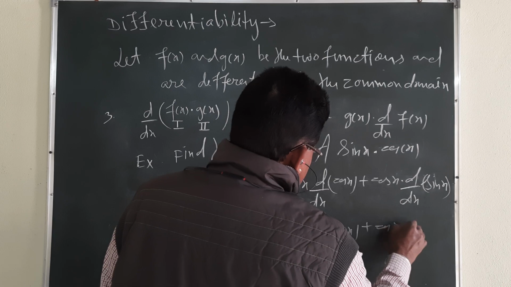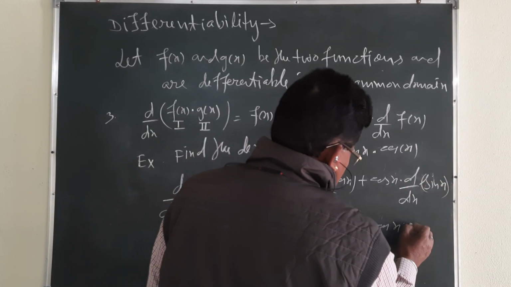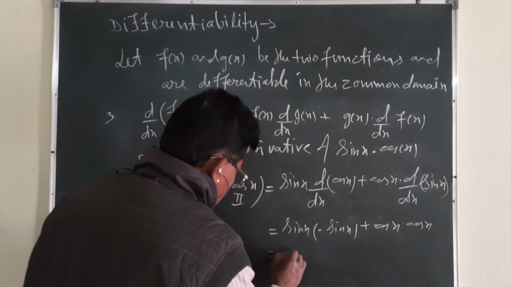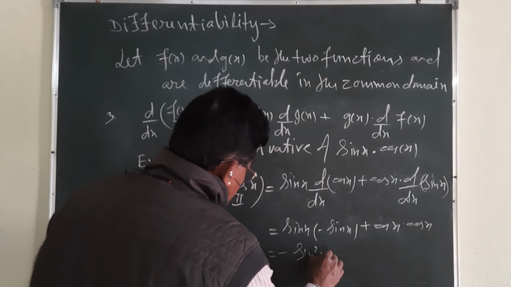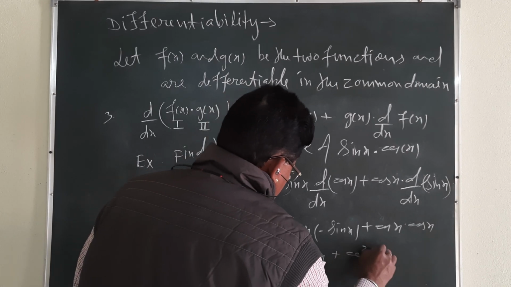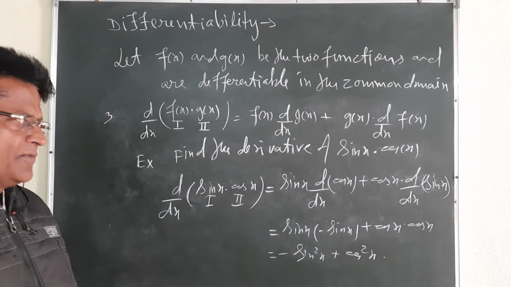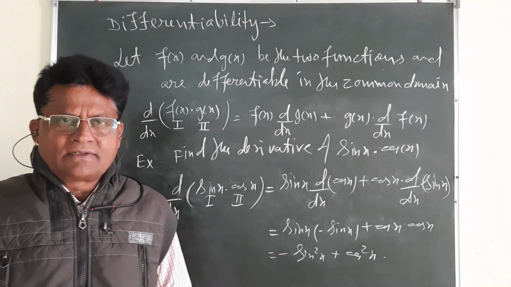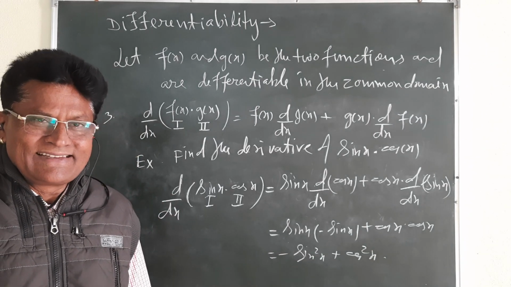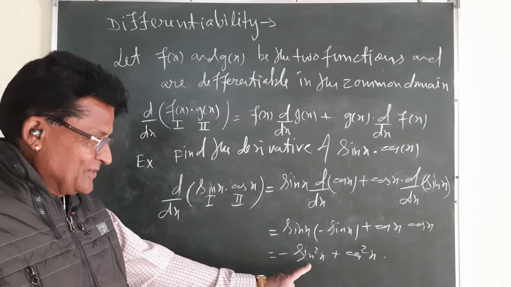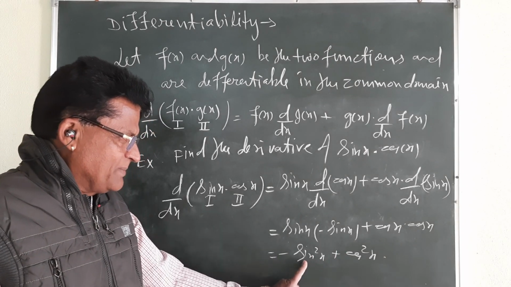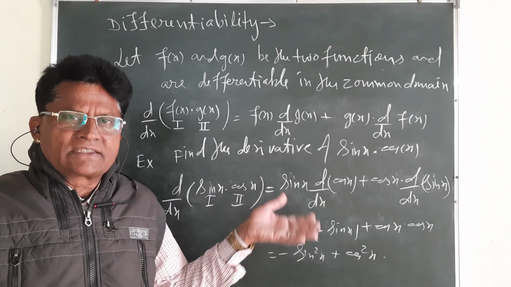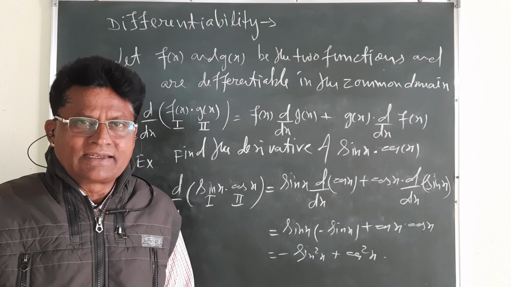Cos x you put as it is, and the derivative of the first function, that is sin x. Dear student, this gives minus sin square x plus cos square x. Even if you want, you can put it as cos square x minus sin square x. That is the formula of cos 2x. You see, cos square x minus sin square x. So many conditions automatically come while you start the solution of the question.